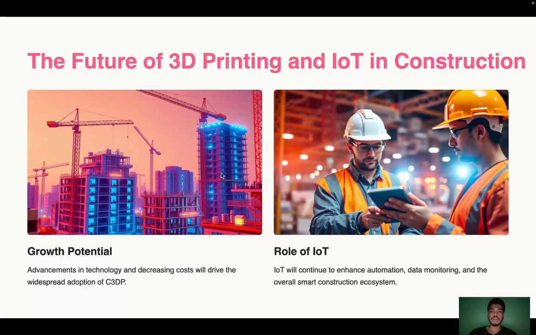The future of 3D printing and IoT in construction: growth potential and the role of IoT. Growth potential consists of advancements in technology and decreasing cost, which drive the widespread adoption of C3DP. The role of IoT: IoT will continue to enhance automation, data monitoring, and the overall smart construction ecosystem.